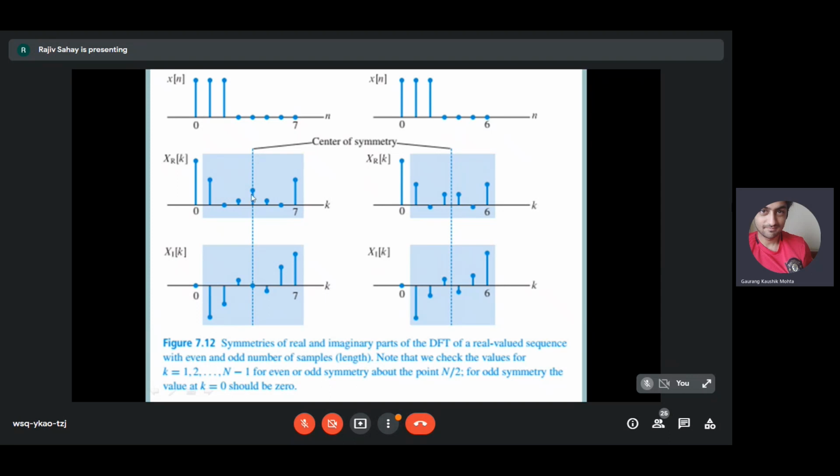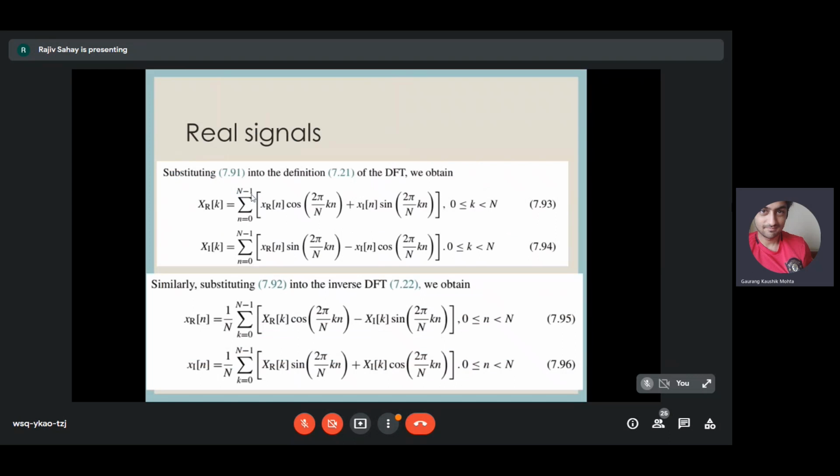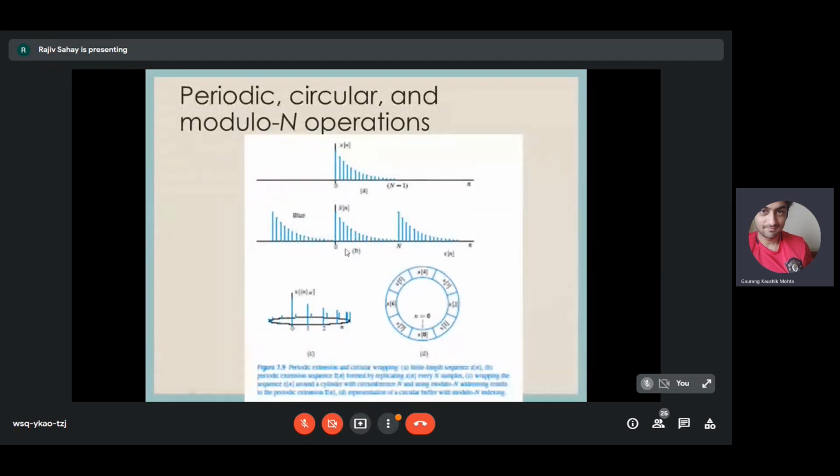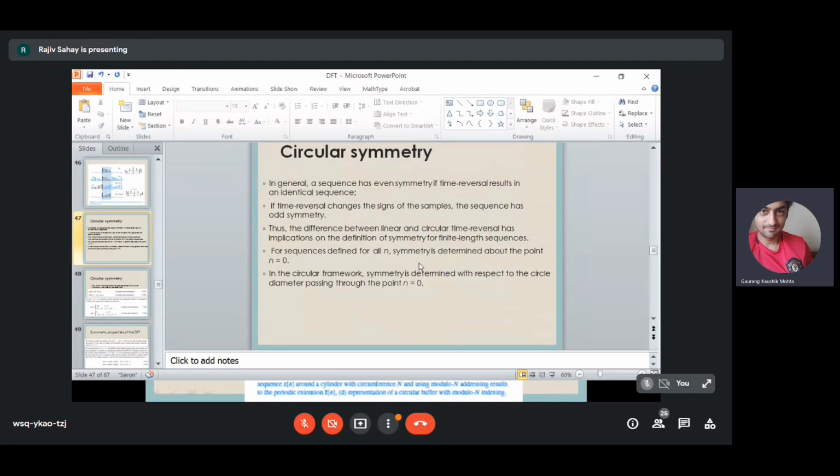So the center of symmetry is the diameter of the circle passing through value 0. So this is the diameter of the circular buffer. Last class I had shown you the circular buffer.